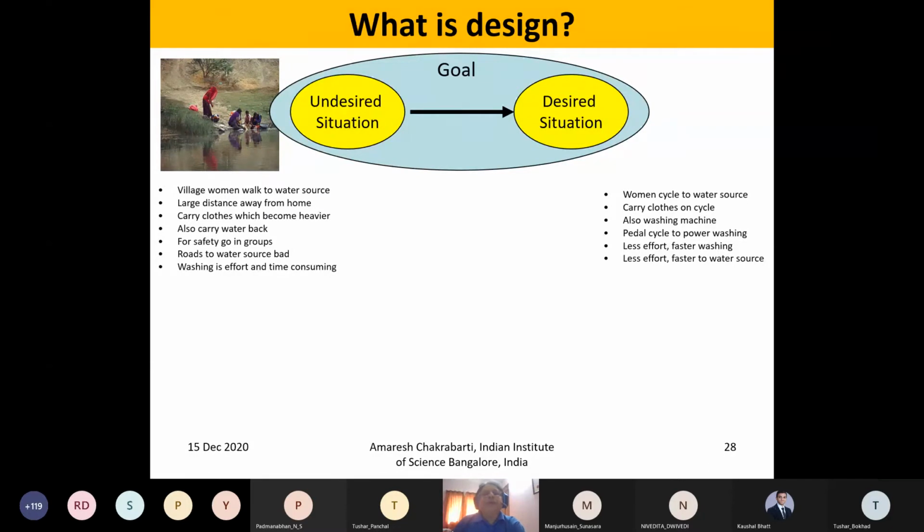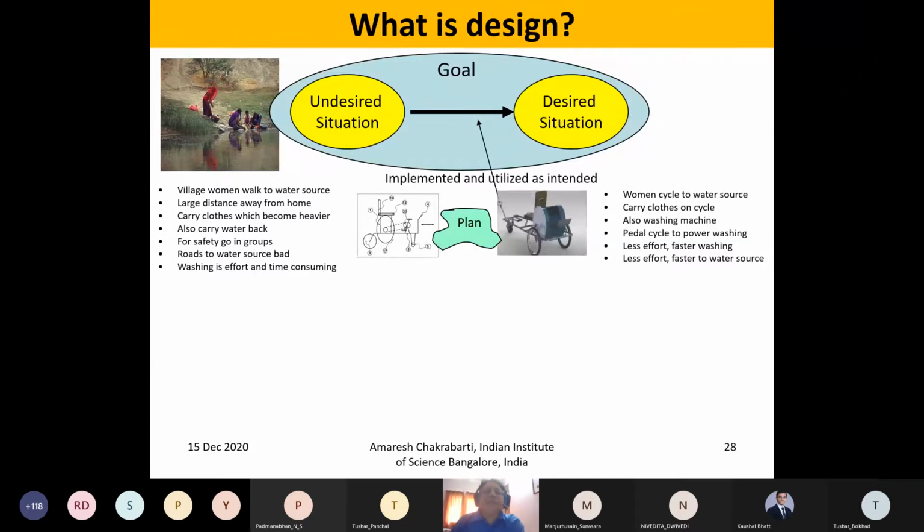And to do that, you start planning. You say, okay, how do you change that? And if you're a designer, you will sketch and make a plan. And you hope that if this plan is implemented and utilized as planned, the undesired situation will magically change to the desired situation. So here is an example. Some of our students had created a rural washing machine that can be ridden down to the water source as a recliner by women, and it's completely natural and doesn't use any additional power, but only human power.